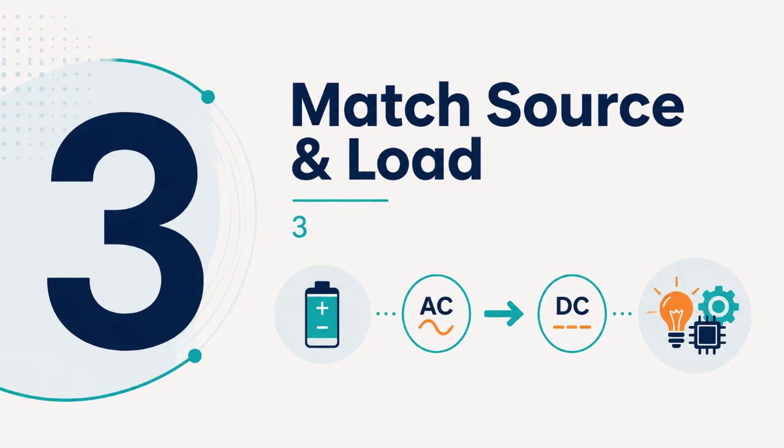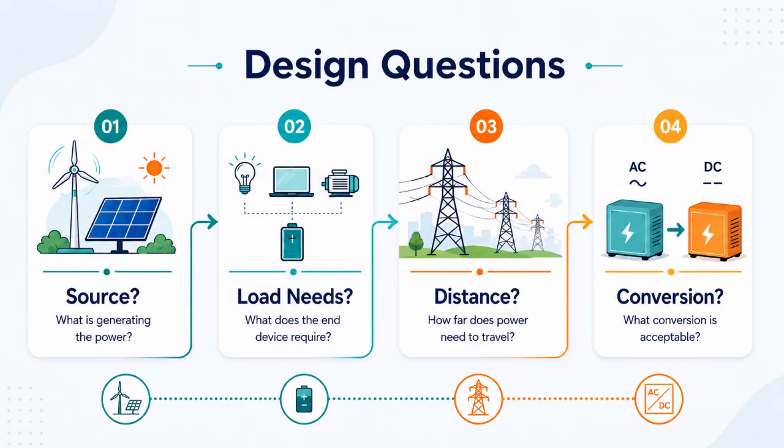Okay, step 3, match source and load. Armed with all that theory, this is where we actually start making practical design choices by looking at the physical requirements of our system. Every single engineering choice you make is going to start with 4 crucial procedural questions. This helps you figure out if a fixed polarity or easy voltage transformation is your top priority.